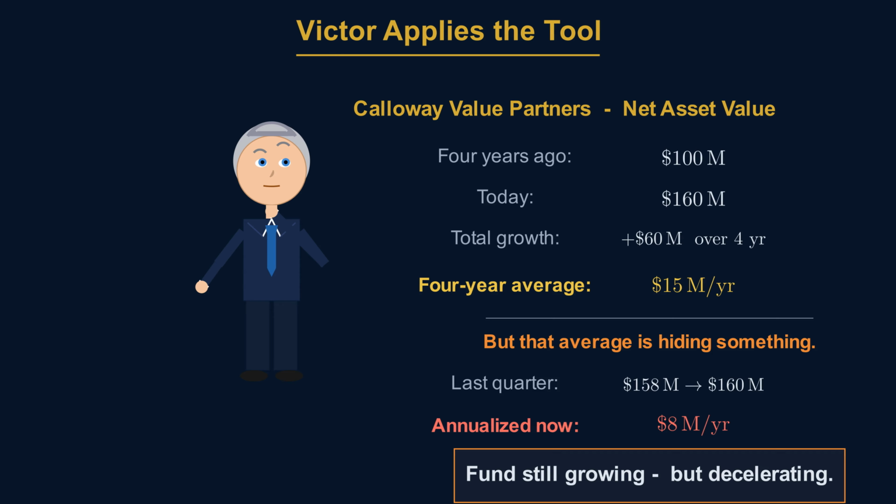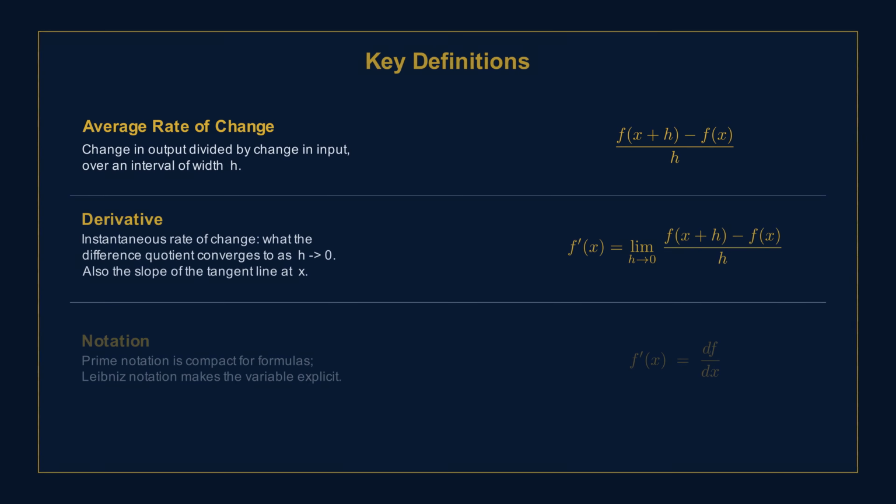The derivative gives Victor something the average completely misses. Not where the fund has been on average, but where it's heading right now. The trajectory is bending downward, and he couldn't see it until he had this tool. Victor didn't ask for this letter. A competing fund manager noticed his performance slipping and reached out unprompted. He's not sure why someone would do that, but the math in the letter was sharp and the tool it gave him is already showing him something that his own models missed. So he decides to write back.